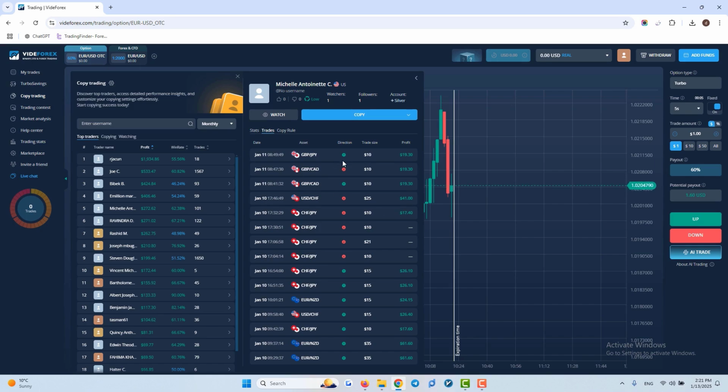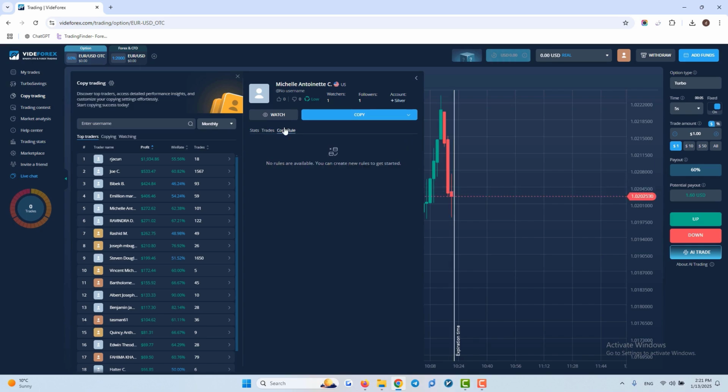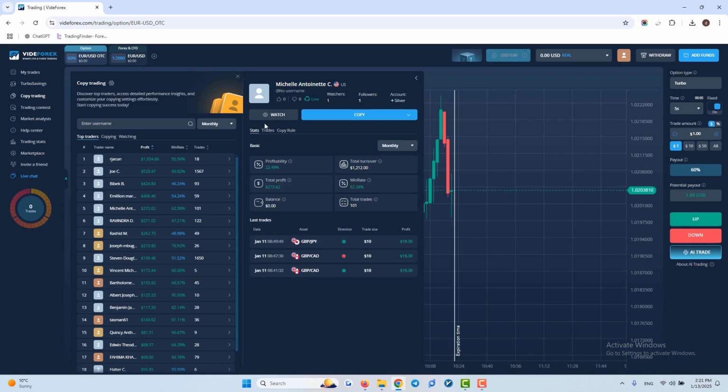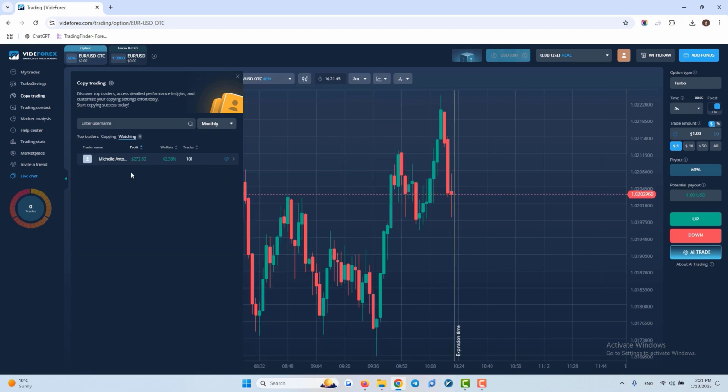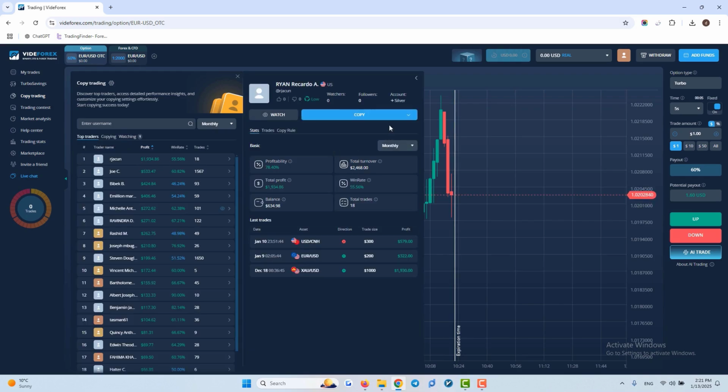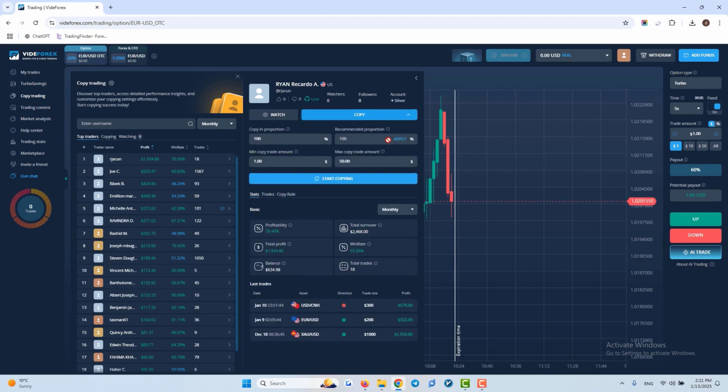Also, you can see whether this trade was a buy or sell type. And in the Copy Rules section, if the trader has set any rules for their trades, you will see them here. By clicking on the Watch option, you can add this trader to your watch list and keep an eye on their trades. If you click on the Copy option, you can apply these settings and copy this person's trades to your account. In the next section, you can adjust the settings related to the copy section so that these trades are copied to your account.